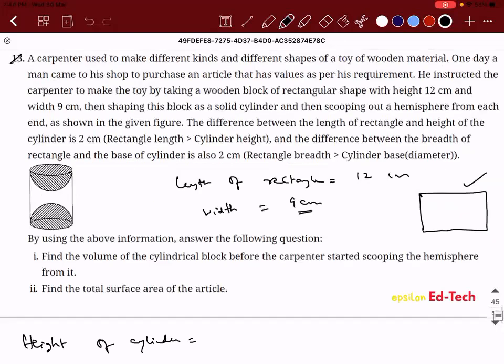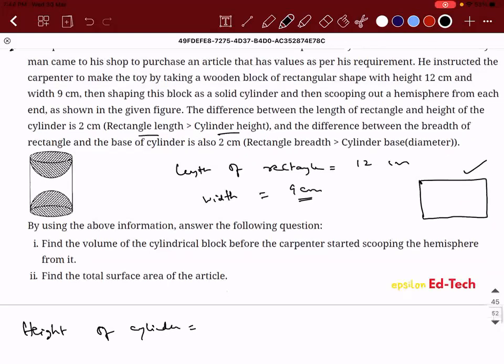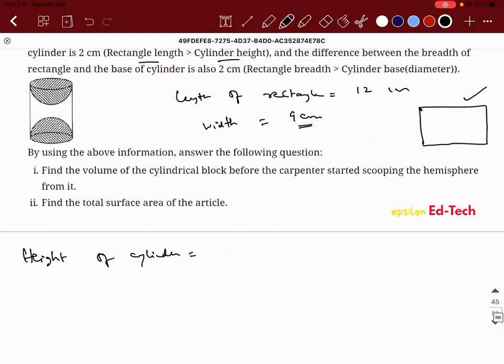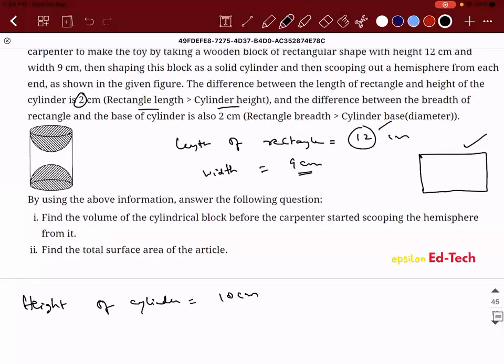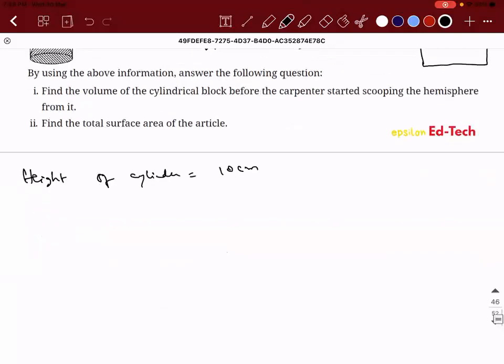So they gave no. 9 centimeter. Rectangle length is greater than the cylindrical height. So height of the cylinder is 10 centimeter. How did I write 10? Because the difference is given as 2. So when the length of the rectangle is 12, now the height of the cylinder will be 10.